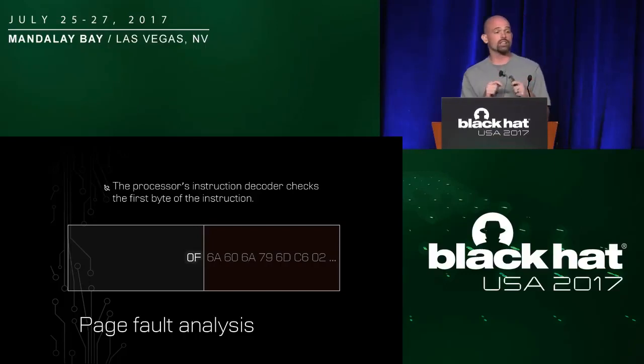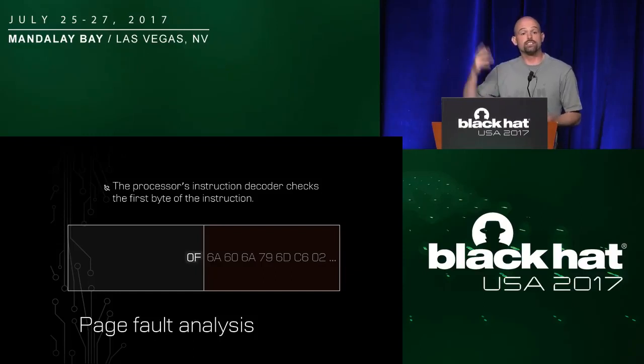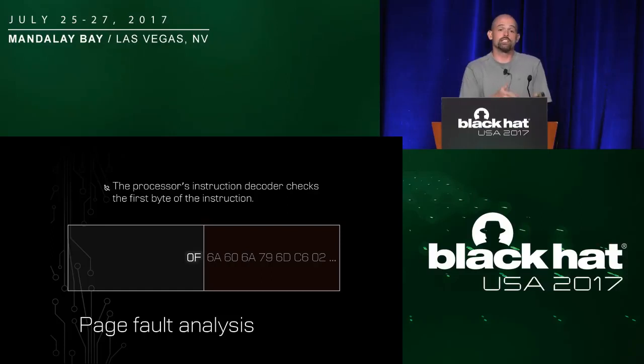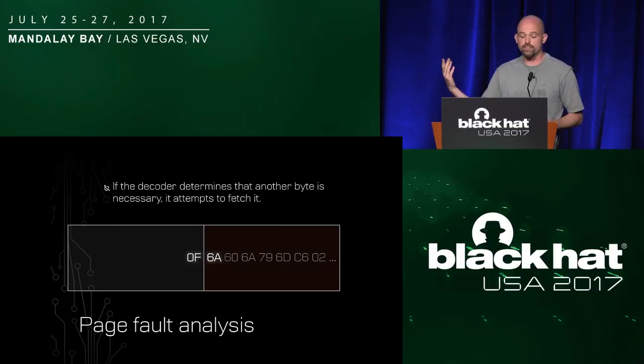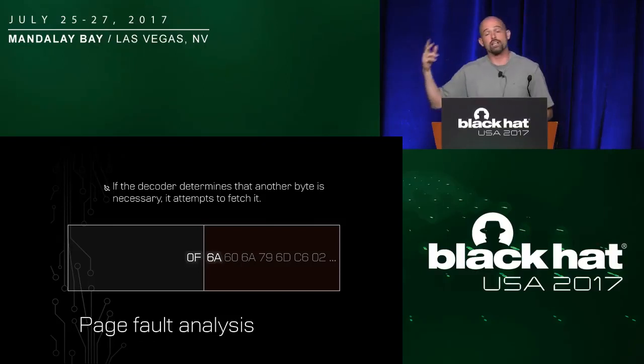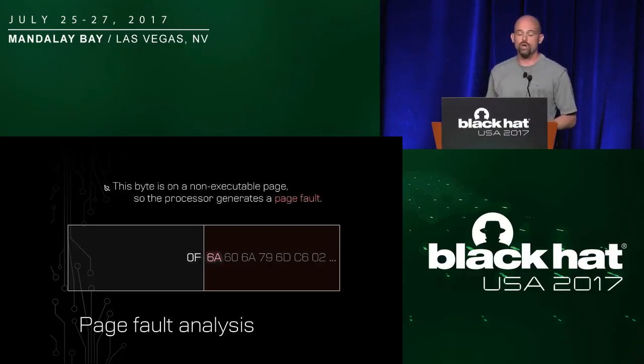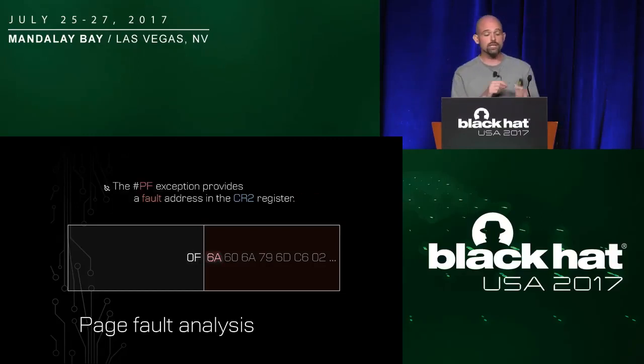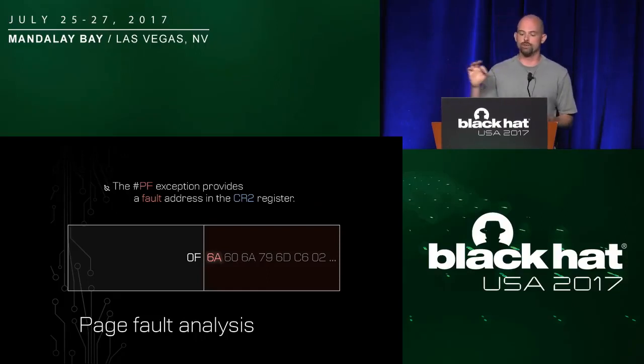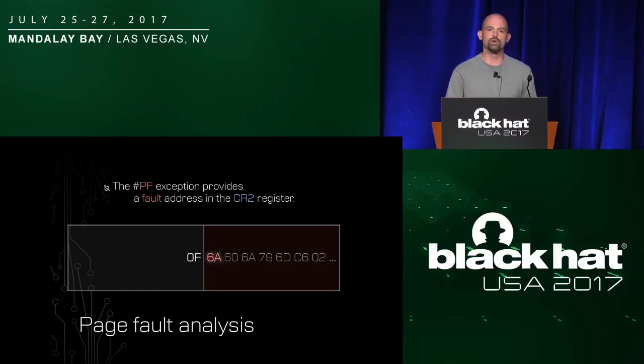Here's what happens internally in the processor when we do this. The processor first fetches that first byte, that 0F byte, out of the executable page. And it sees 0F is not an instruction by itself. It needs more bytes for this instruction. So it's going to try to fetch the next byte, that 6A. But that 6A is sitting in a non-executable page. That means we're going to get a page fault exception when it tries to hit 6A. Specifically, we get a page fault exception with the CR2 register loaded with the address of the page fault. So CR2 is going to point to the address of that second page in memory when we get this fault.